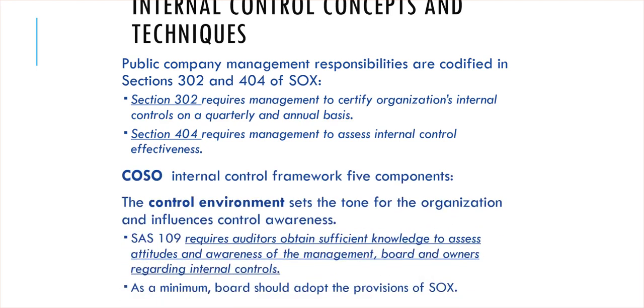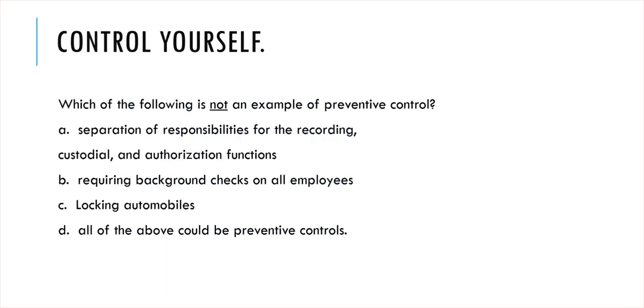Again, the components, and then the control environment. And SAS is an auditing standard, and it says that the auditors, when they come in and do their work, should have knowledge about internal controls. And at a minimum, the board of directors needs to adopt what SOX says, which is not a preventive control. Separation of responsibilities, recording, custody, and authorization. That's an important thing to do, isn't it? And then background checks, we talked about that. Locking of automobiles, we talked about that. So all of those are preventive controls.